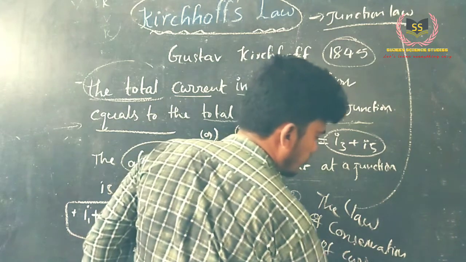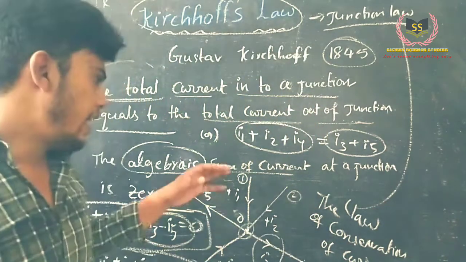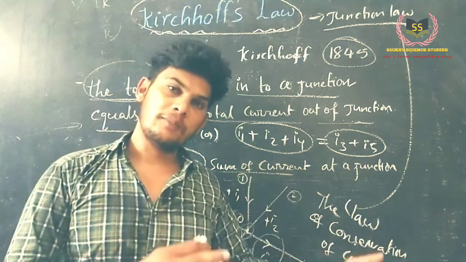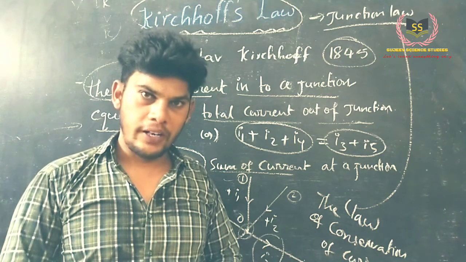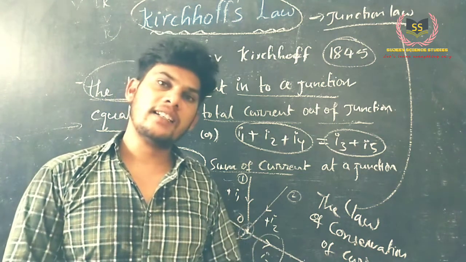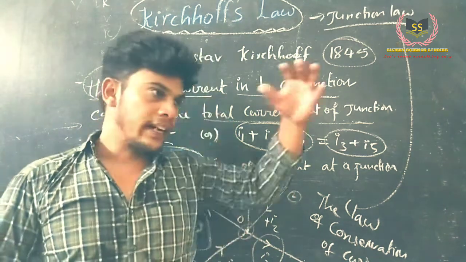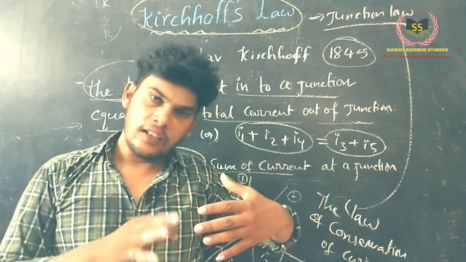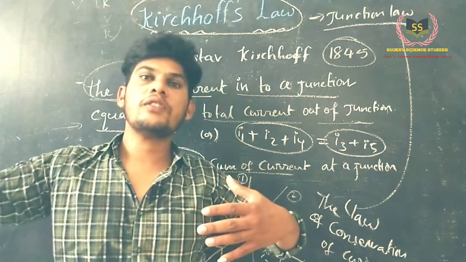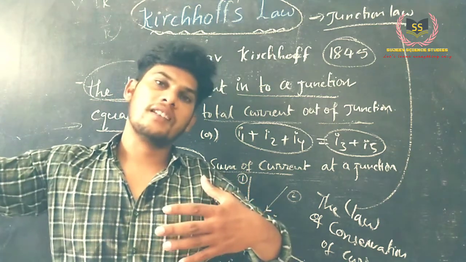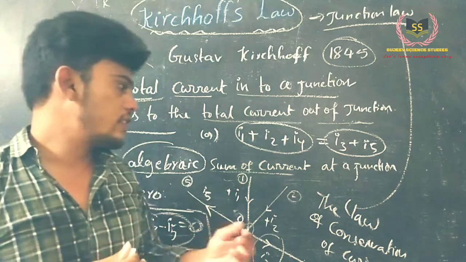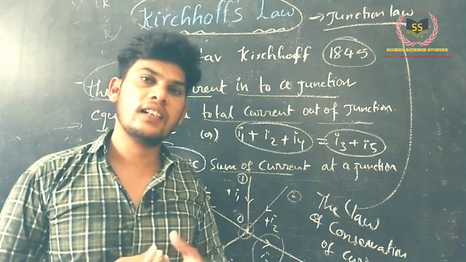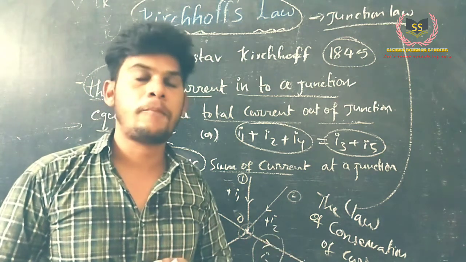Why is it called the law of conservation of current? Because as we discussed before, energy cannot be created and cannot be destroyed. Like that, current cannot be created and cannot be destroyed. Here, the current going into the junction is not destroyed. That is equal to the current leaving the junction. So that's why it is called the law of conservation of current. This is about Kirchhoff's law. It is a very easy law and important law for your further studies.